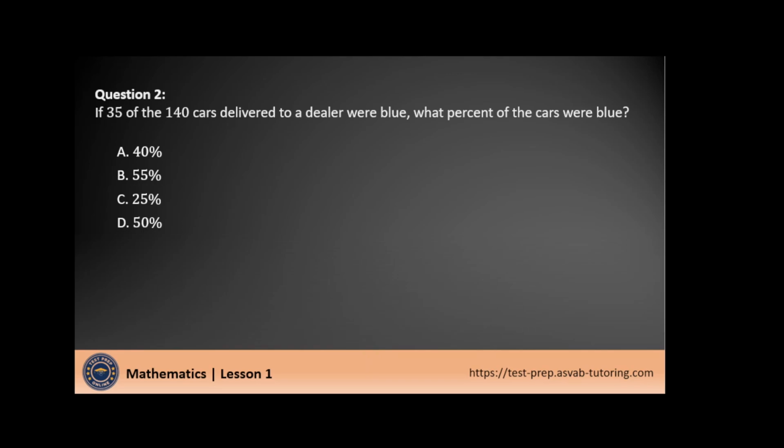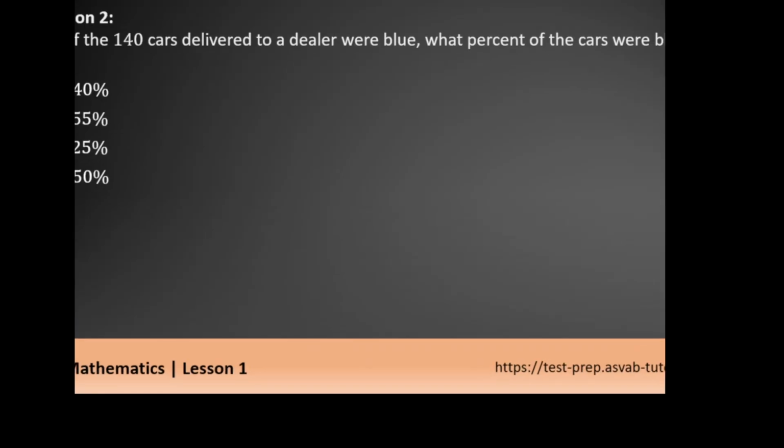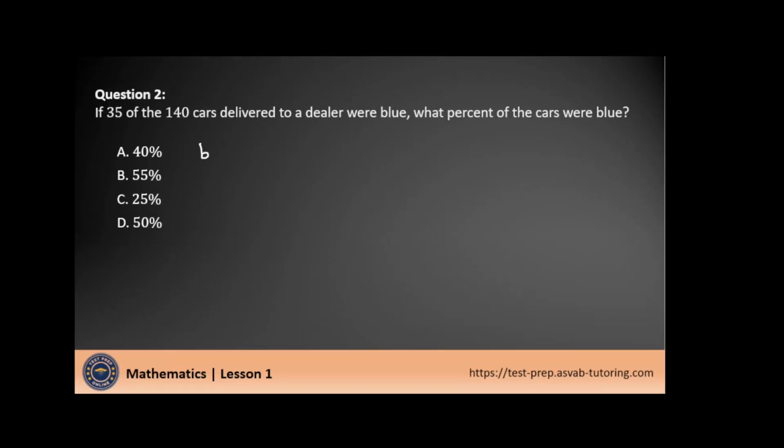Question 2. If 35 of the 140 cars delivered to a dealer were blue, what percent of the cars were blue? In this problem, we're comparing the number of blue cars to the total number of cars. So I'm going to write that out. We want blue cars over total cars equals 35 over 140. Okay, we're going to divide those to get a decimal, and then we can turn that decimal into a percent.